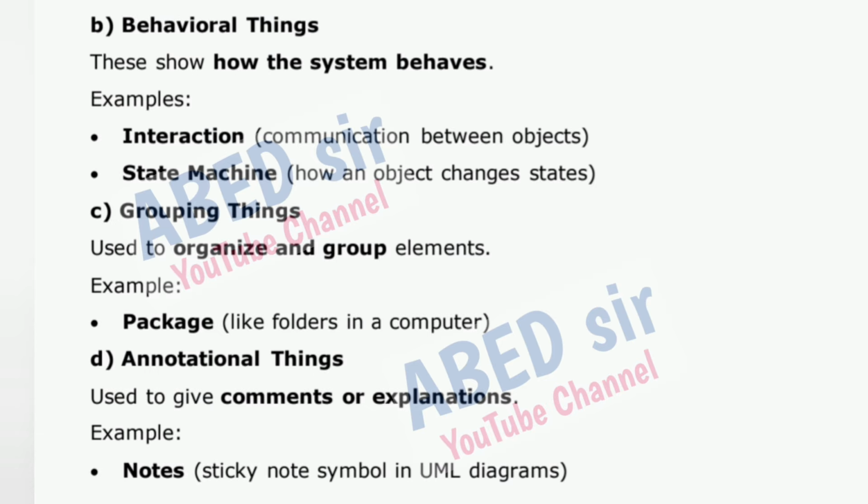B. Behavioral things. These show how the system behaves. Examples: Interaction, communication between objects. State machine, how an object changes states. C. Grouping things. Used to organize and group elements. Example: Package, like folders in a computer. D. Annotational things. Used to give comments or explanations. Example: Notes, sticky note symbol in UML diagrams.